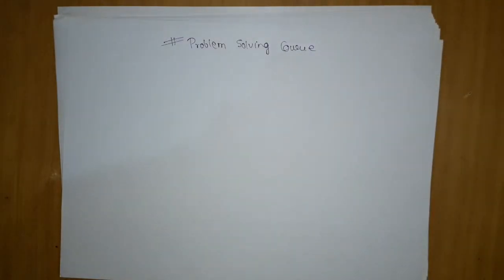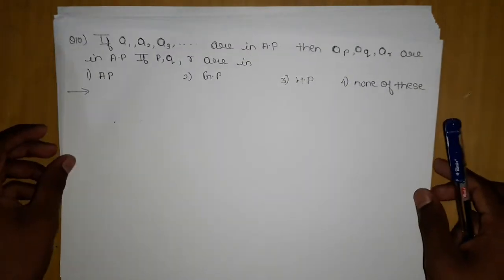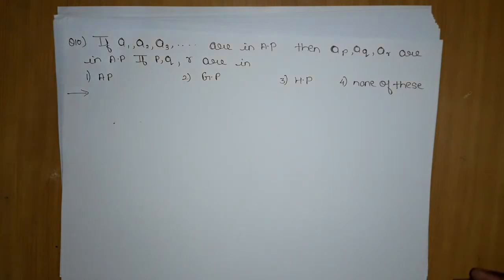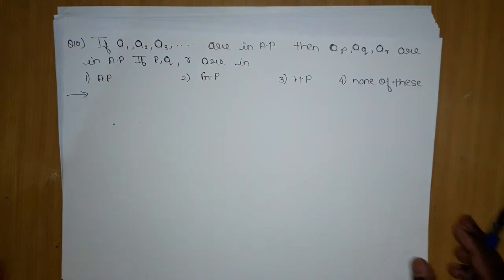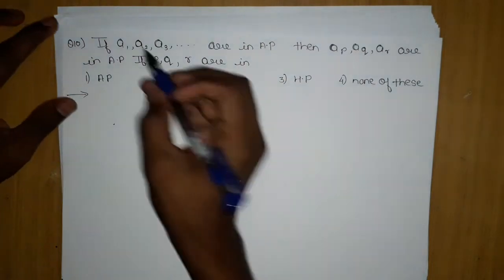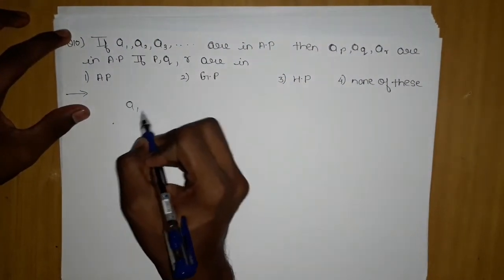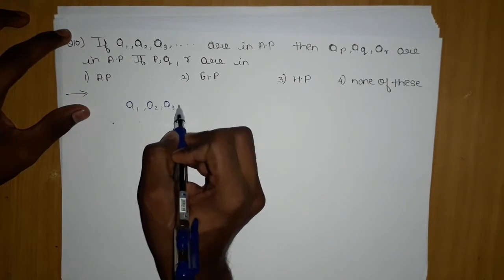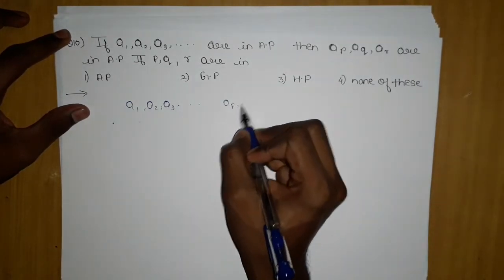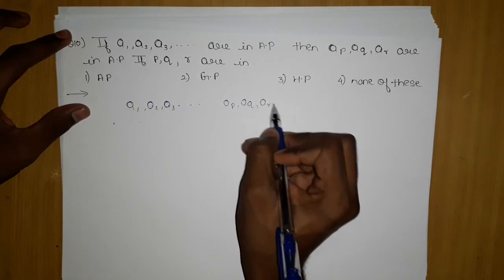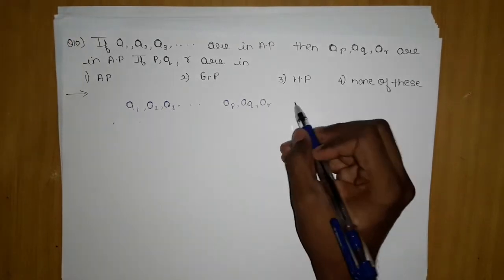These exercise questions are mostly easy, but not all. As we move on, these questions will become tough. Even the exercise question, this is the starting exercise question. If a1, a2, a3 and so on are in AP, then ap, aq, ar are in AP if p, q, r are in... So remember there is a sequence going on like a1, a2, a3 and so on, and suddenly at some point ap, aq, ar appears.